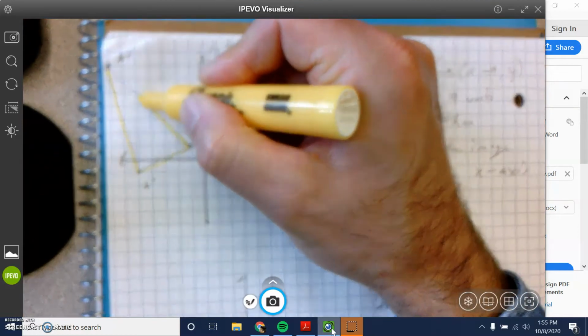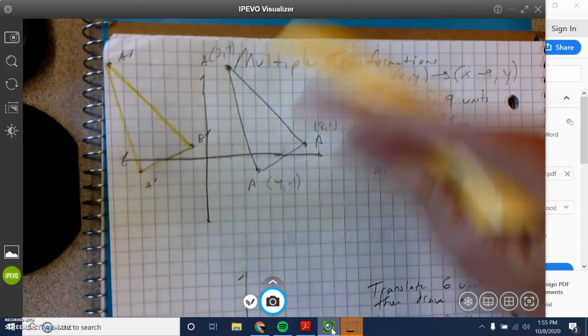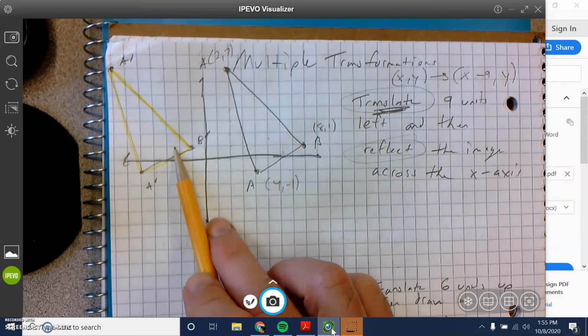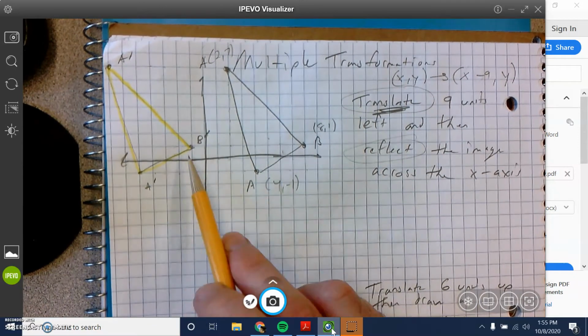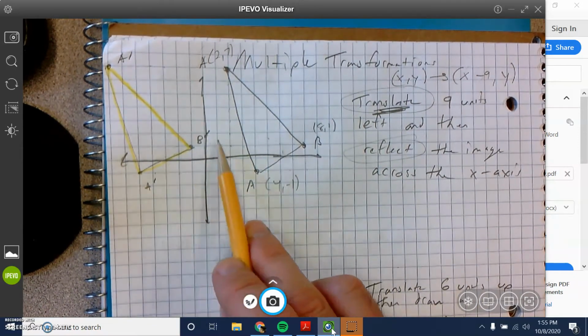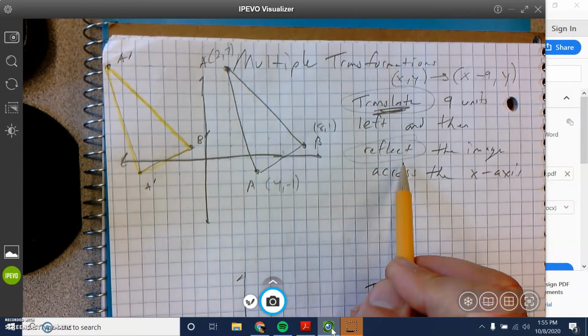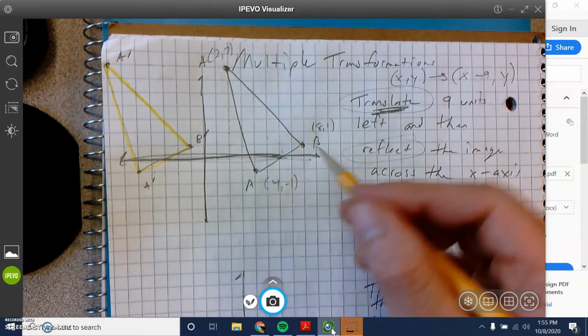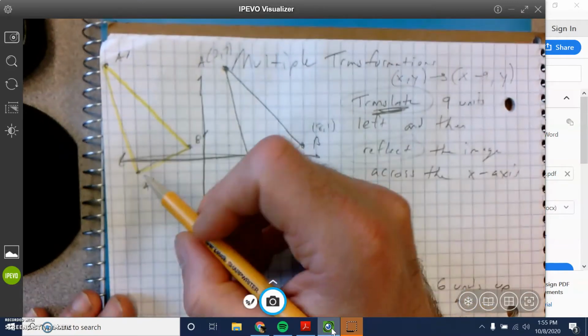So this right here is my first translation, which is what I had to do at the beginning. So I moved the whole thing 9 units to the left, didn't move it up or down. Okay, so that's the prime. So now I'm going to reflect across the x-axis. Which is the x-axis? This thing right here. This is the x-axis.